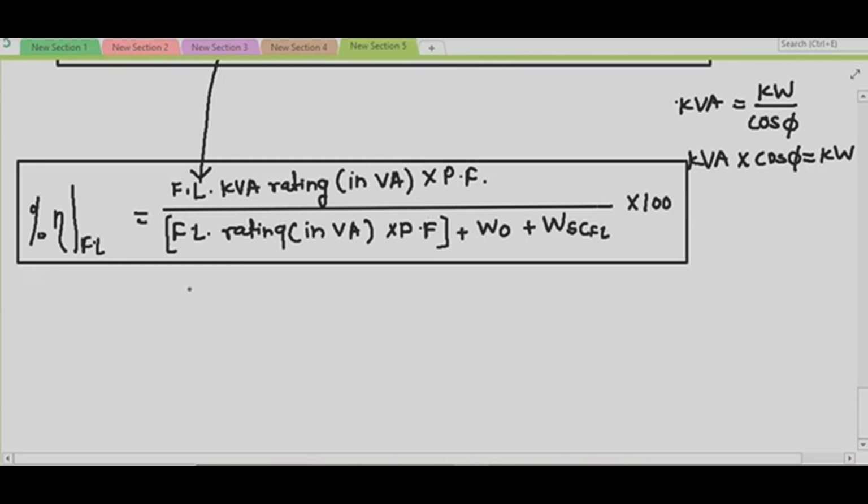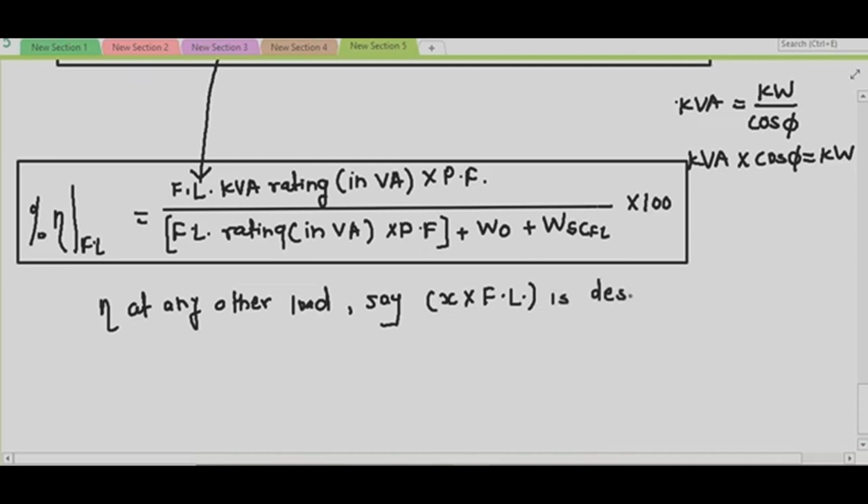But the efficiency at any other load can be found out also. So the efficiency at any other load, say x into full load, is desired. Suppose the efficiency at any other load, say x into full load, is desired in any problem, then what is the copper loss? Then what is the copper loss?